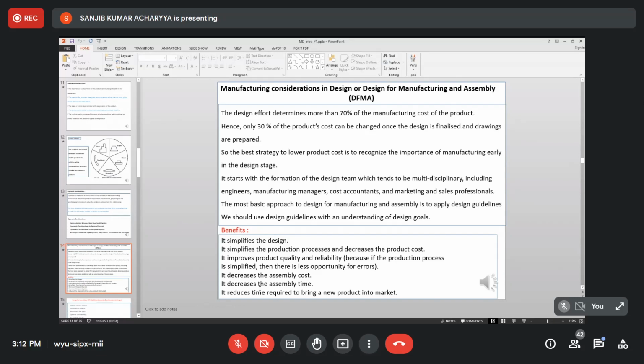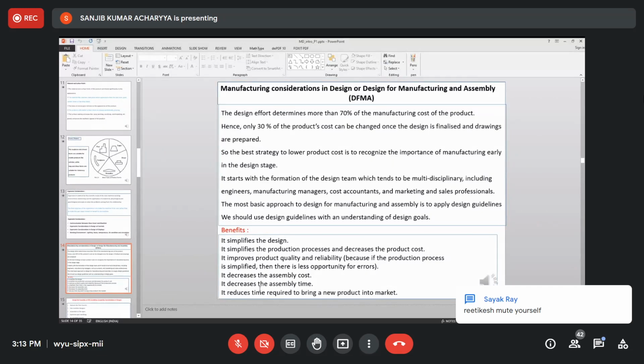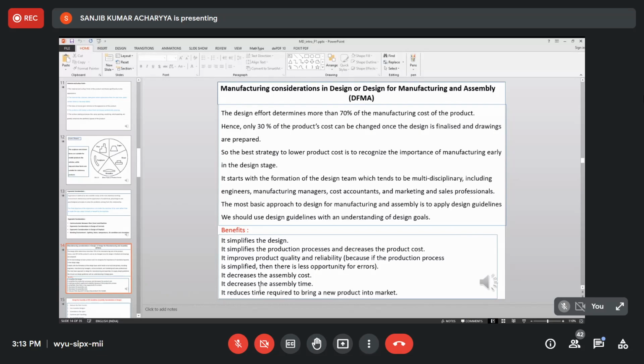Similarly, there are certain manufacturing considerations: how easily it can be manufactured, how the cost of production can be reduced by reducing the manufacturing cost, how it can be designed so that minimum damage will occur during manufacturing, and minimum effect on the property of the component. So there are a lot of issues regarding manufacturing and assembly which are to be taken into consideration for the design.